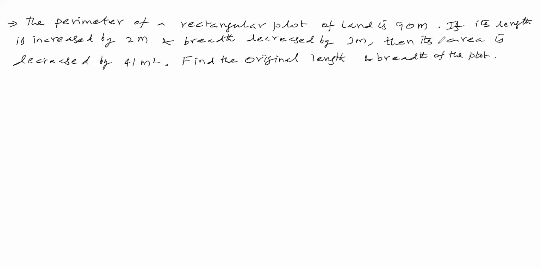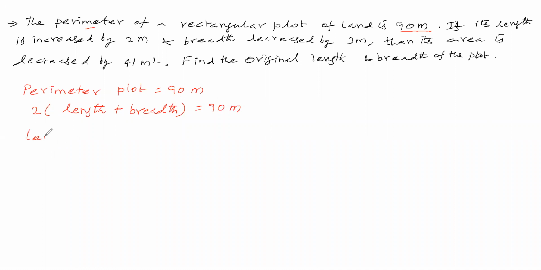Now we will take the given data. We take 90 meter given, that is the perimeter of a rectangular plot. Perimeter of the plot is 90 meter. Perimeter means 2 into (length plus breadth), that is equal to 90 meter.